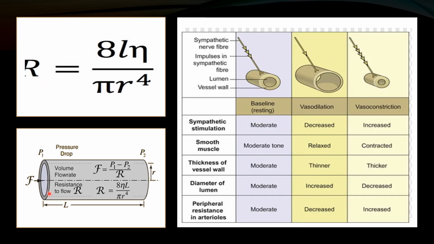Now, when there is sympathetic stimulation in our body, this sympathetic stimulation will cause vasoconstriction, and this vasoconstriction means there is reduction in the radius of the blood vessels. How will this reduction affect the resistance? Resistance will be markedly increased.